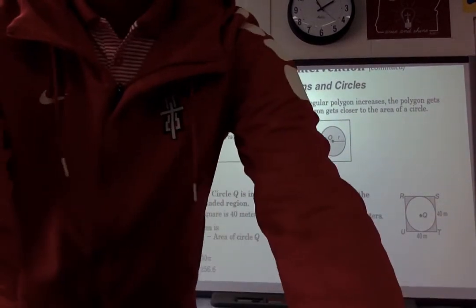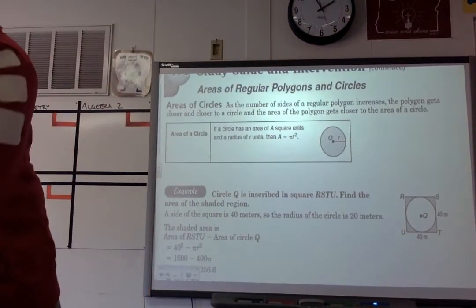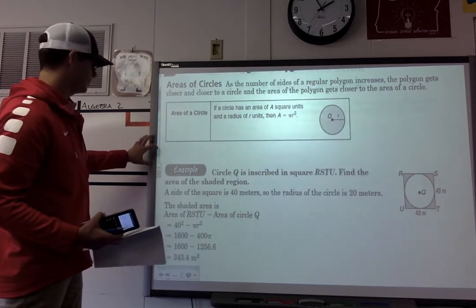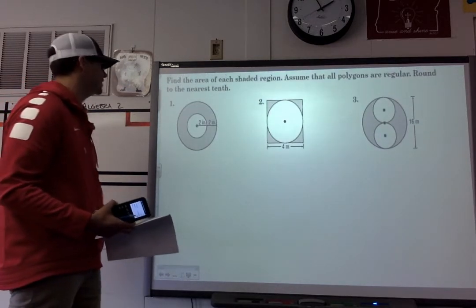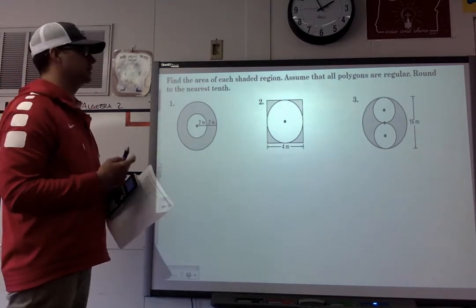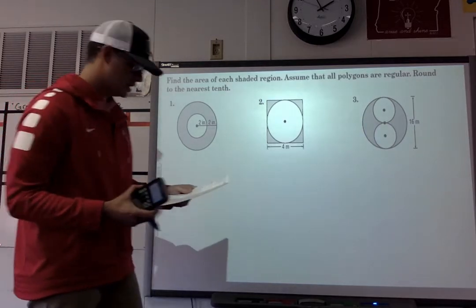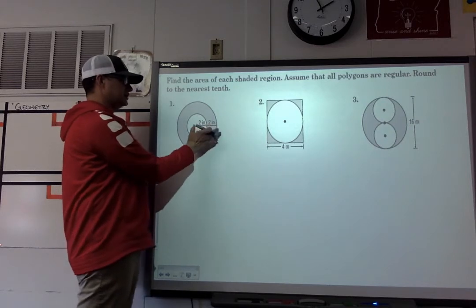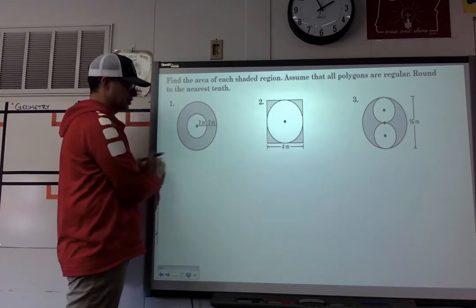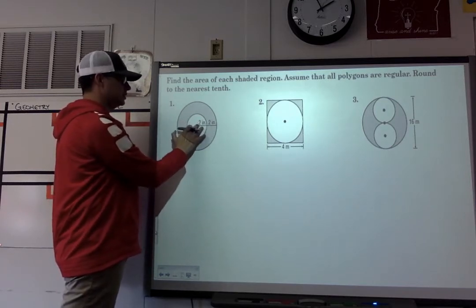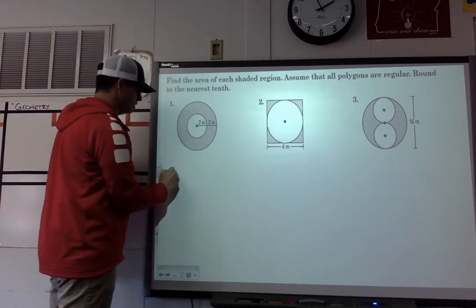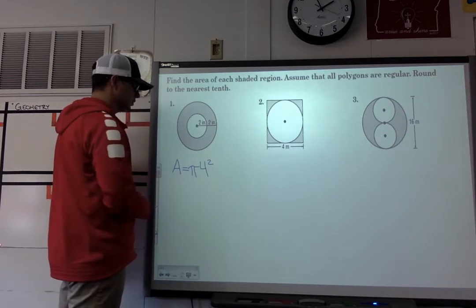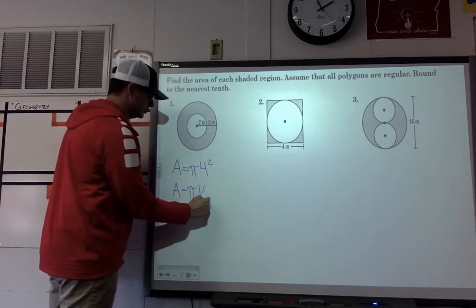So again, the area of a circle is equal to pi times the radius squared. I'm going to go ahead and skip their first example and jump ahead to these exercises. Find the area of each shaded region, assume that all polygons are regular, and round to the nearest tenth. For this one, in order to find the area of the shaded region, we need to find the area of the entire outer circle, and then subtract the area of the unshaded middle region. To find the area of the entire circle, area is equal to pi times the radius, which for the whole circle would be 4 inches, squared. So the area is equal to pi times 16.